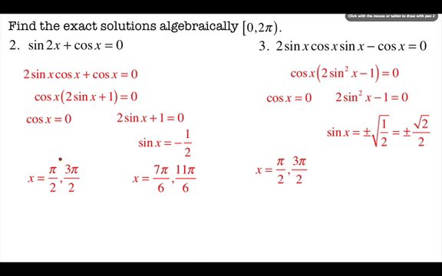Notice the same thing as number 2. Sine of x equals positive or negative radical 2 over 2. And that occurs at pi over 4, 3 pi over 4, 5 pi over 4, and 7 pi over 4. We are done with number 3.